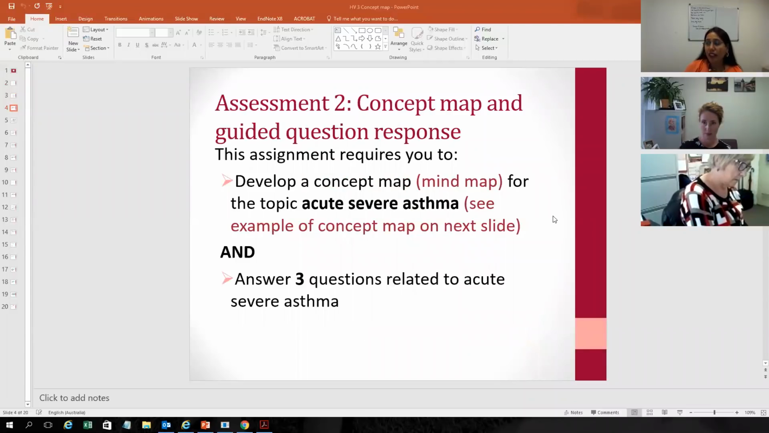For this particular assignment, you need to develop a concept map and answer 3 set questions. What's the topic for your concept map? Can you type in the chat box, please? What's the overall topic? Acute severe asthma. That's right. So please make sure you know what topic you're working on.